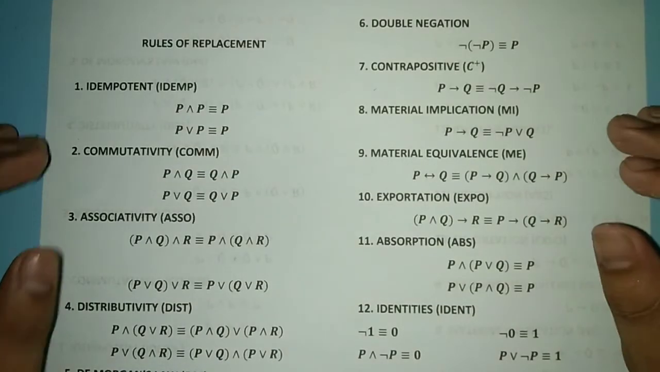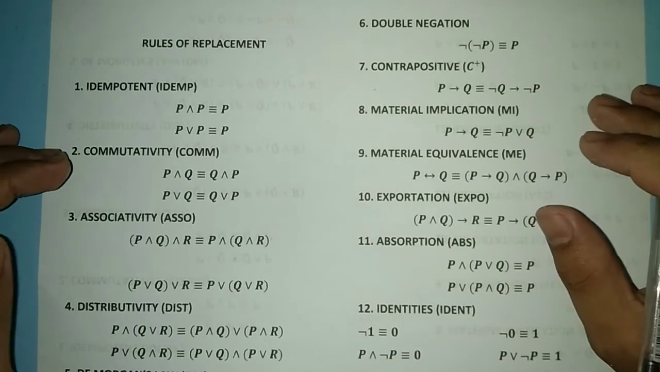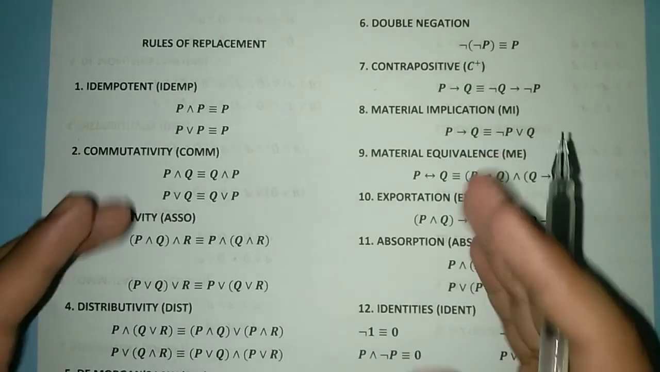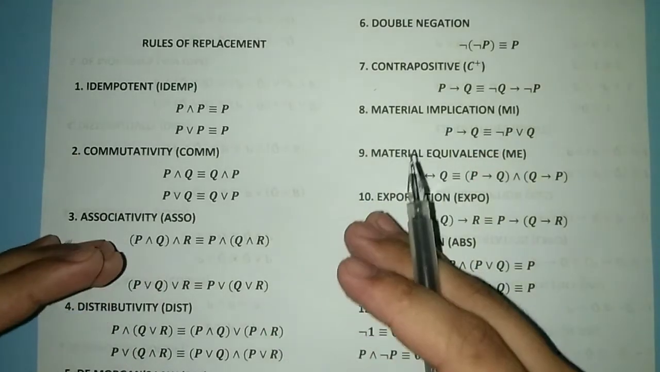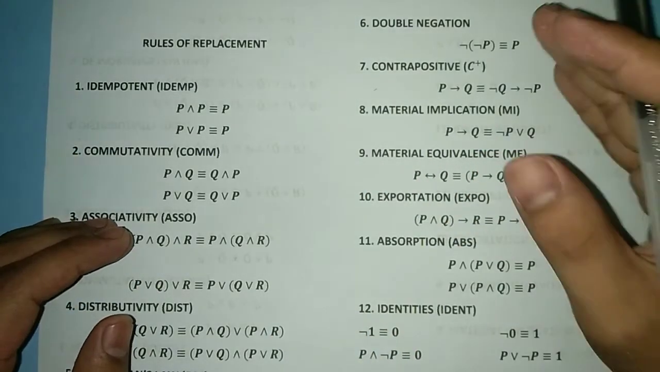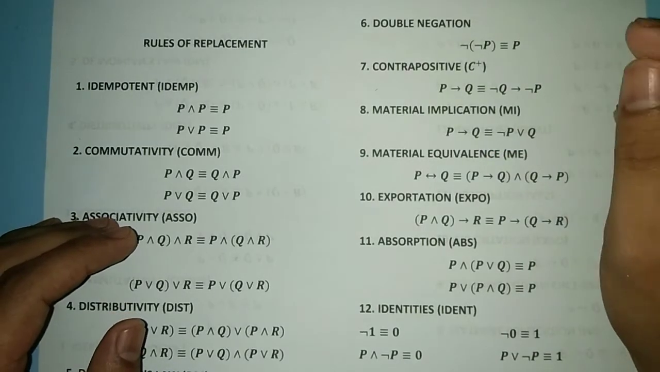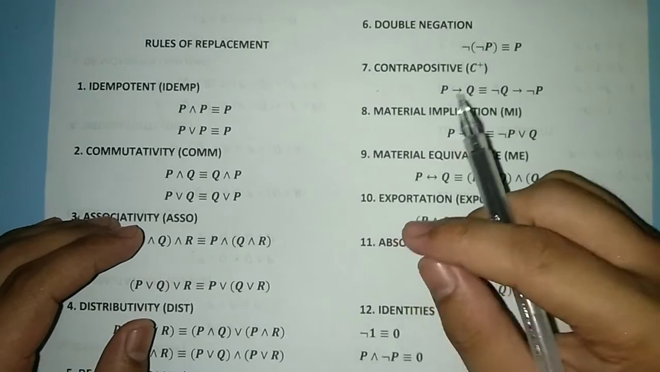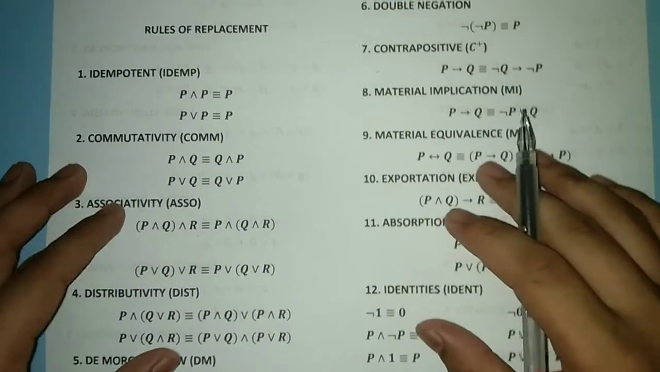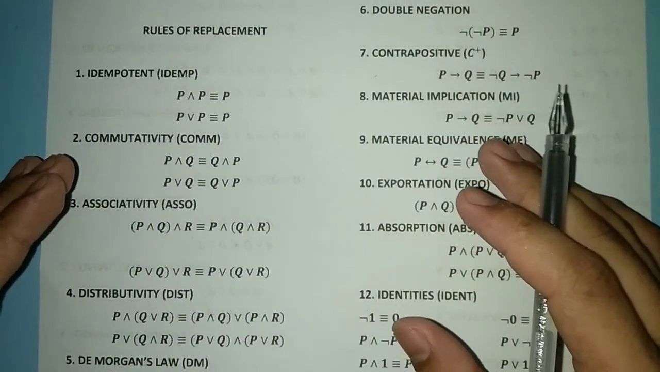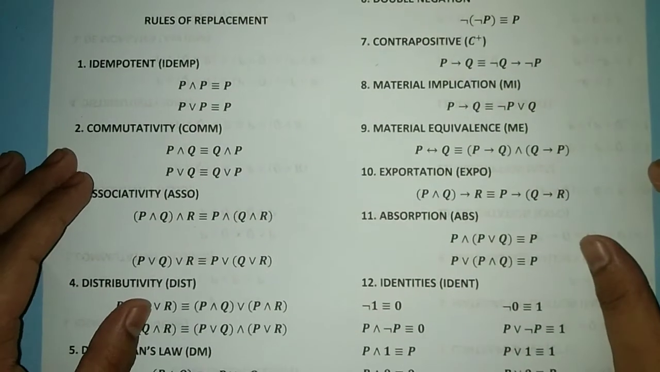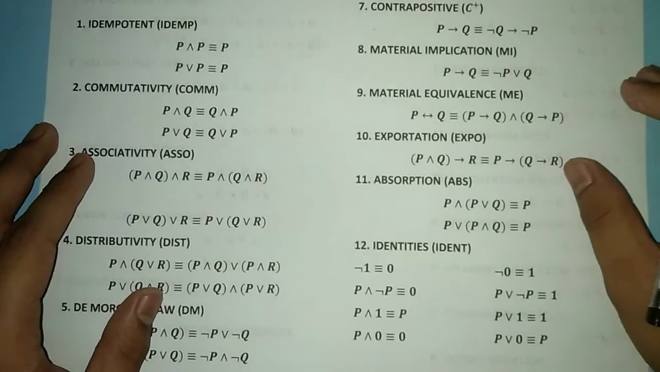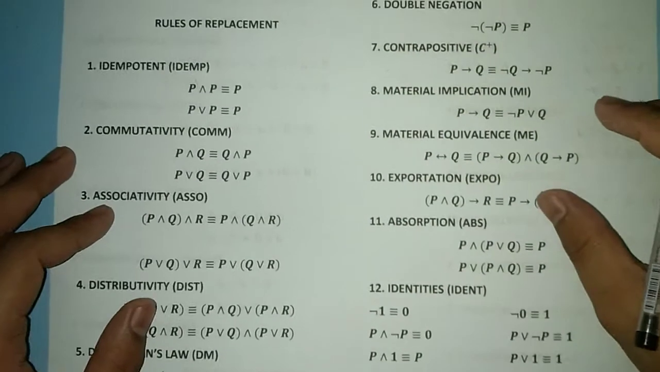Now, let's have the rules of replacement. So, yung rules of replacement, yan ay ginagamit natin para yung isang proposition ay palitan natin ng iba pang proposition, pero yung proposition na yon ay dapat logically equivalent doon sa original. Okay, so para mangyari yon, dapat ginagamitan natin siya ng rules of replacement. So meron tayo ditong labing dalawang rules of replacement.